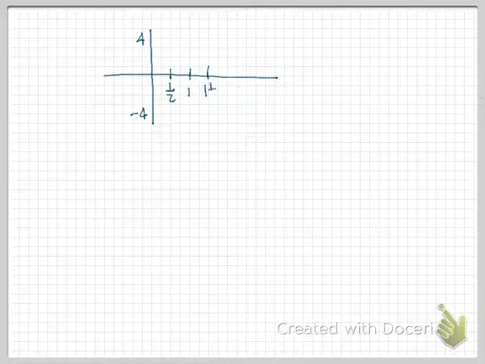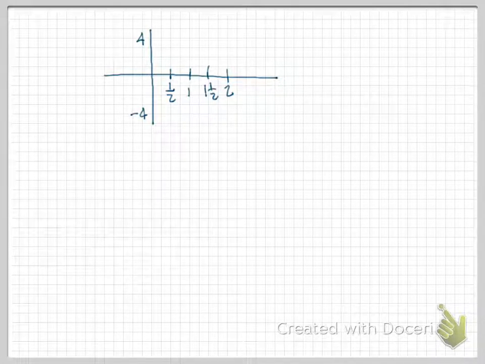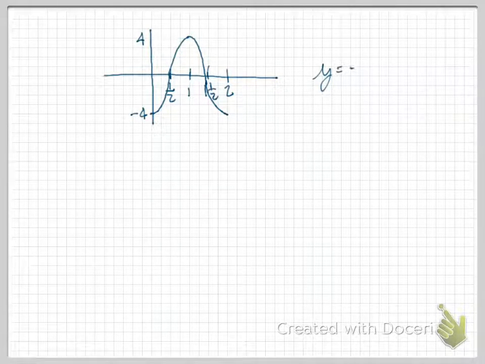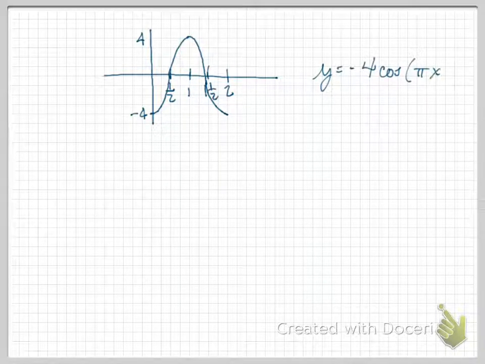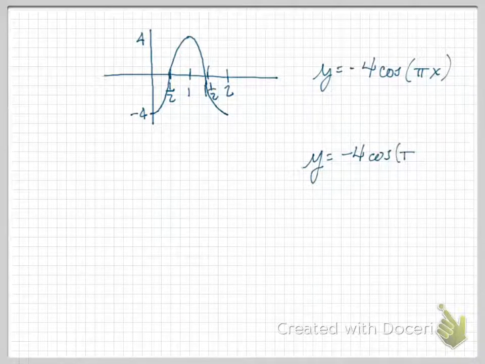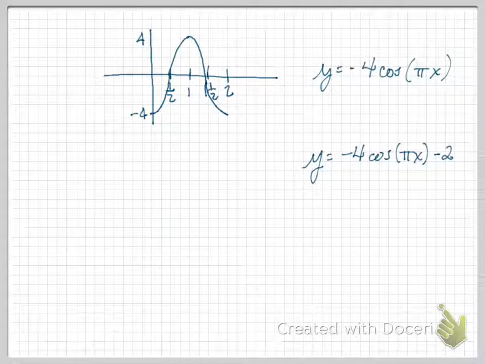So bear with me. The graph we just had was where we reciprocated it. So it looked like this. Okay, so that's the graph. This is y equals -4 cosine of pi x. Okay, now this last graph here, I'm going to take the whole graph I just drew and I'm going to drop it 2 units down.